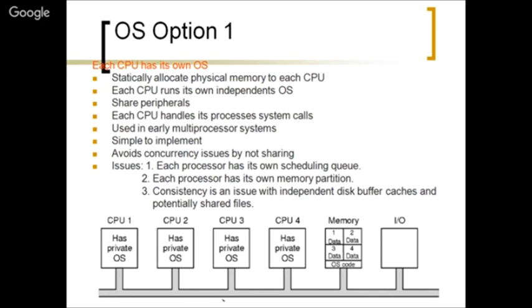It avoids concurrency issues while not sharing. So what are the issues? Each processor has its own scheduling queue, and each processor has its own memory partition. Consistency is the main issue here, because every CPU will behave as an independent unit. So when you share it on a single bus, consistency or concurrency is required between all those processors.